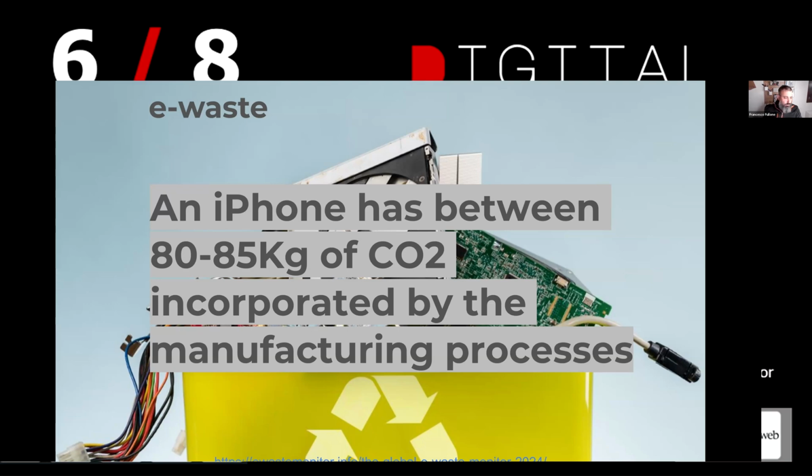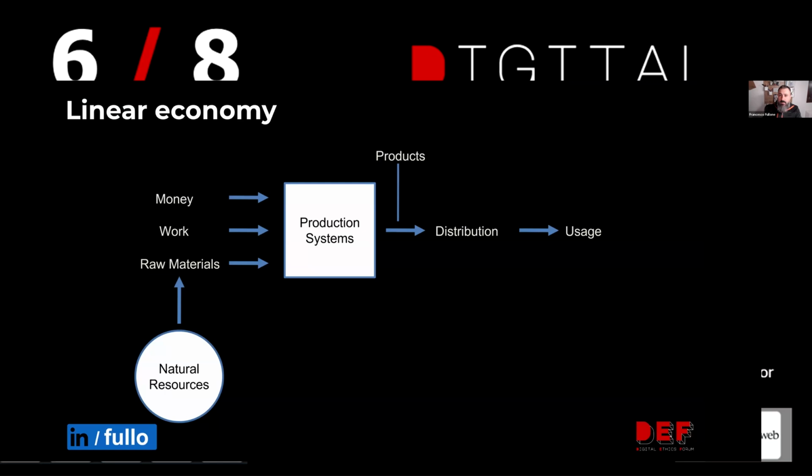How can we know this number, these 80 kilograms of CO2, and what does it mean, incorporated in the device? So let's go a little deeper into the linear economy. How do we produce goods? This will help us better understand the impact of our digital choices. We have money, work, and raw materials such as metals, some precious like gold, and some rare earths. Rare not because there are not a lot of them, but because they are quite expensive to extract, refine, and transform. Then we put money, work, and raw materials inside the production system, and magic happens, and we have a microprocessor, LCD displays, lithium batteries, and so on.